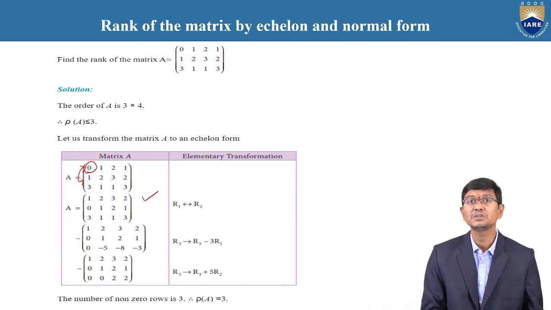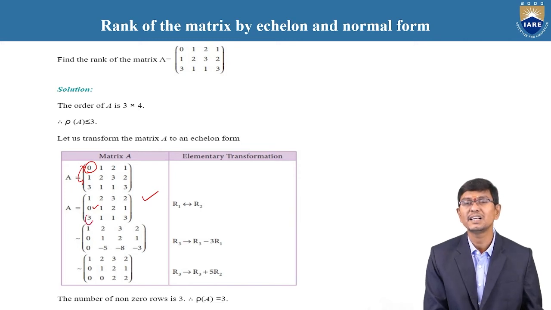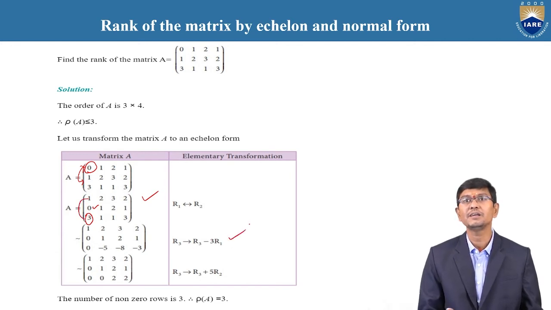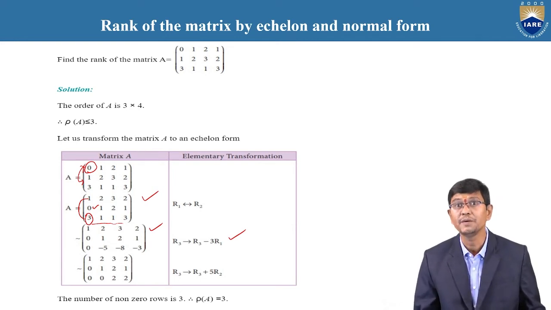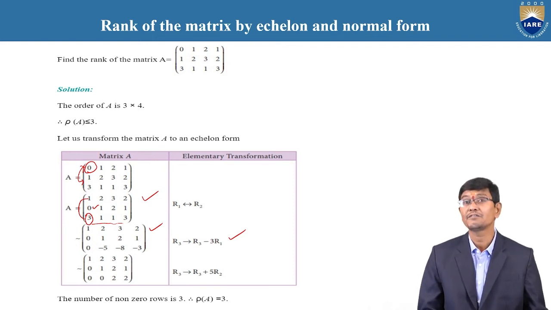Now we need to reduce the 3 to 0, since the 0 already exists below the first element. With the help of R3 minus 3R1, the row is entirely changed. Therefore the matrix is 1, 2, 3, 2, 0, 1, 2, 1 and 0, minus 5, minus 8, minus 3. Here it is still not confirmed to be an echelon form, because the third condition is not satisfied.